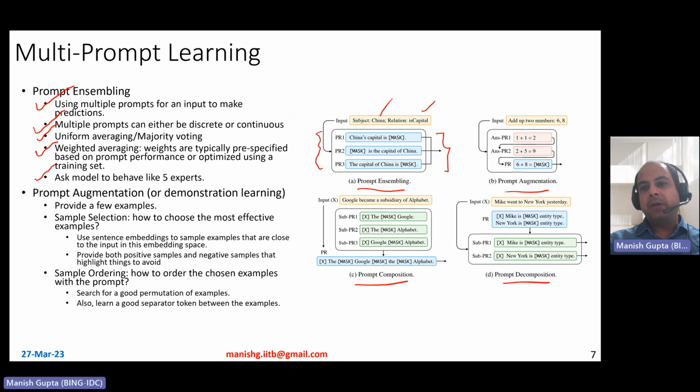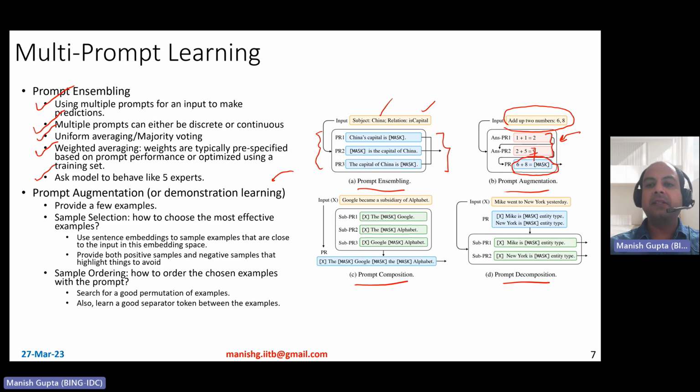Another way of doing multi-prompt learning is prompt augmentation, or demonstration learning. For example, if I want to ask the question, add up two numbers, 6 and 8, I could express it as a single prompt: 6 plus 8 equals mask. But a better idea is to give the entire thing as a prompt, where I give two examples: 1 plus 1 is 2, 2 plus 5, oh well, there's a mistake here, 2 plus 5 is 7. Then, 6 plus 8 is what?